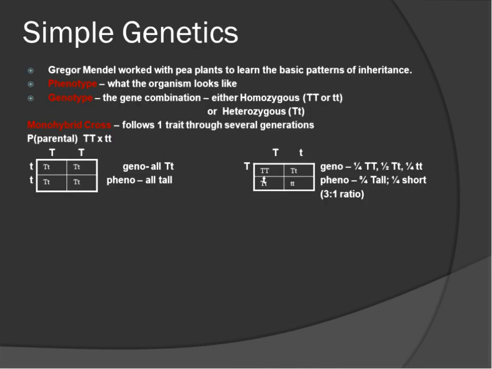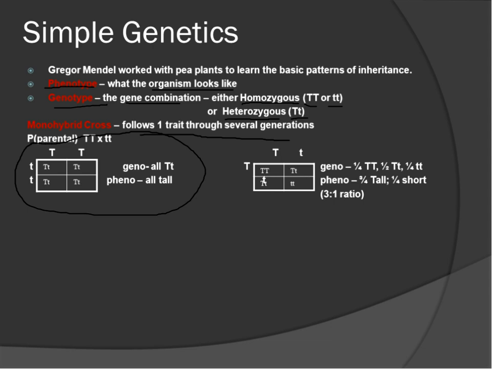Okay. Here's some more simple genetics. Gregor Mendel worked with pea plants to learn the basic patterns of inheritance. Phenotype, we already went over this, but phenotype is what the organism looks like, and the genotype are the letters or gene combinations. Homozygous, 2 of the same letters. Heterozygous, 2 different letters, but the same overall letter. Monohybrid cross goes through 1 trait at a time. And it looks like, you know, the Punnett square we just did. So here's an example of a monohybrid cross. And here is an example as well.